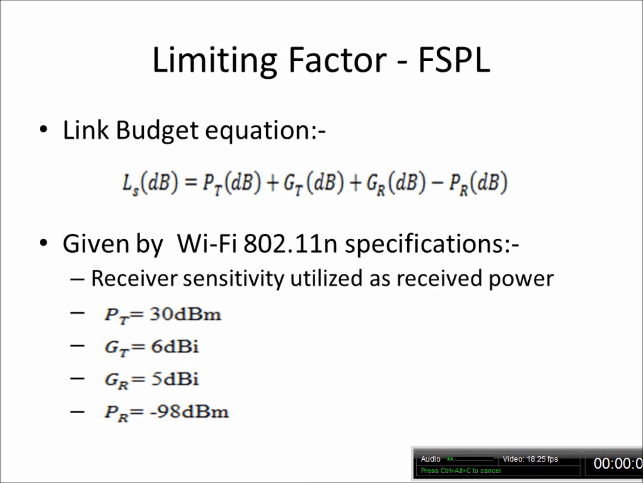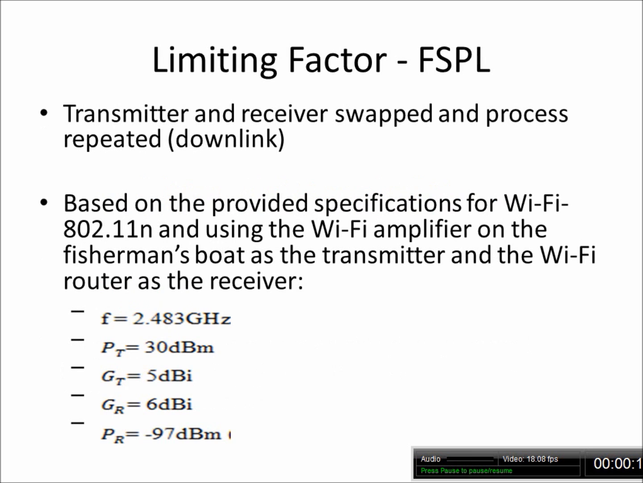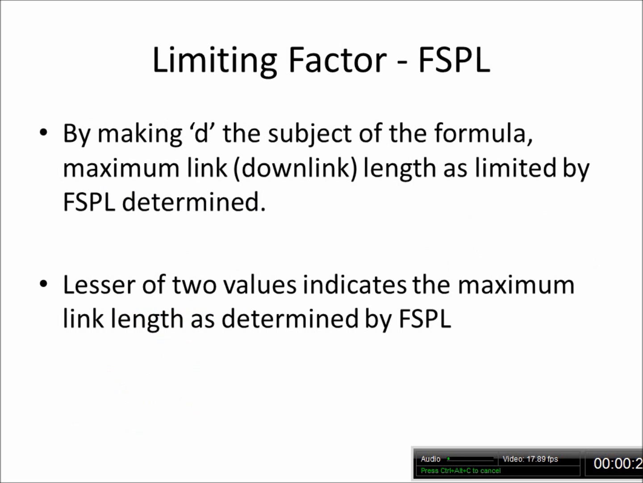Substituting the given Wi-Fi parameters into the link budget equation yields the FSPL for uplink. Based on the given frequency specifications, the maximum uplink length is determined. The next step is to repeat the process to determine the maximum downlink length. The smaller of these two values yields the maximum link length as limited by FSPL.